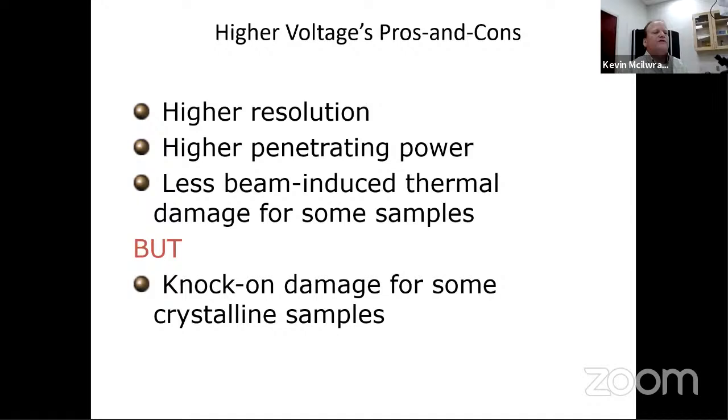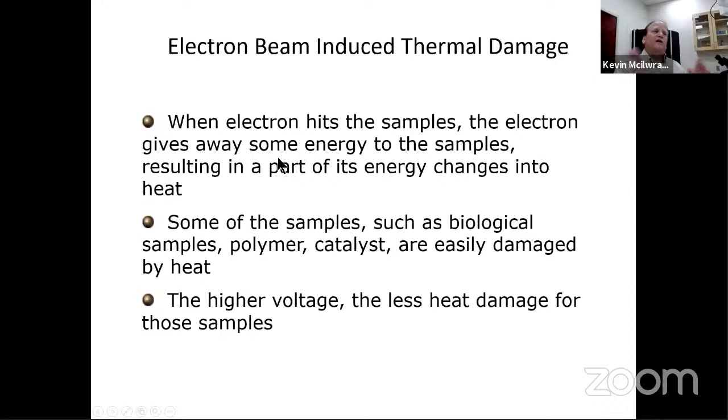There's less interaction, but we get more knock-on damage. We can have more radiation damage from the sample. Thermal damage: as we lower the kV, when the electron hits the sample, it gives away part of its energy, and part of that energy is translated to heat. Samples such as polymers and catalysts like zeolites are easily damaged by heat. The higher the voltage, the less heat damage for those samples. So you have all these trade-offs.